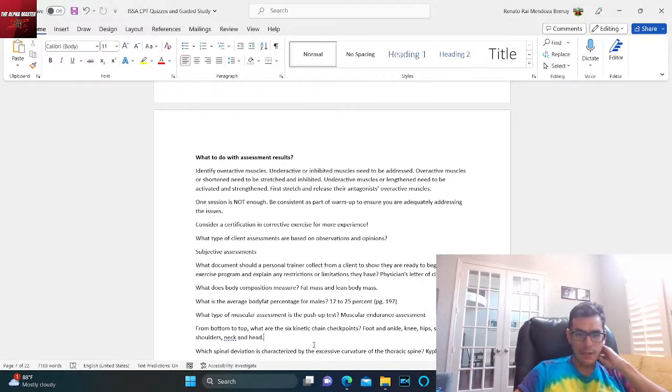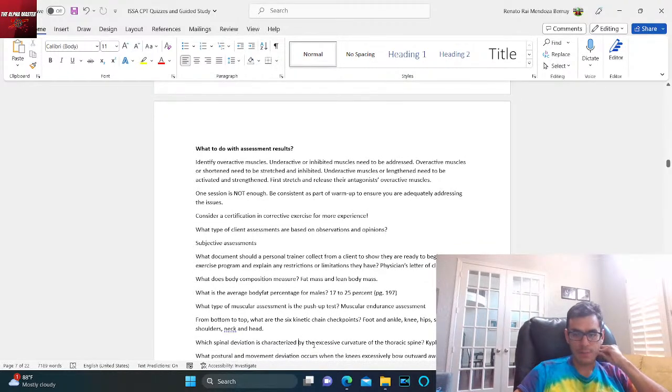Which spinal deviation is characterized by an excessive curvature of the thoracic spine? Kyphosis. Excessive curvature of the thoracic spine is going to be kyphosis. Lordosis is the excessive curvature of the lumbar spine, but the excessive curvature of the thoracic spine is going to be kyphosis.